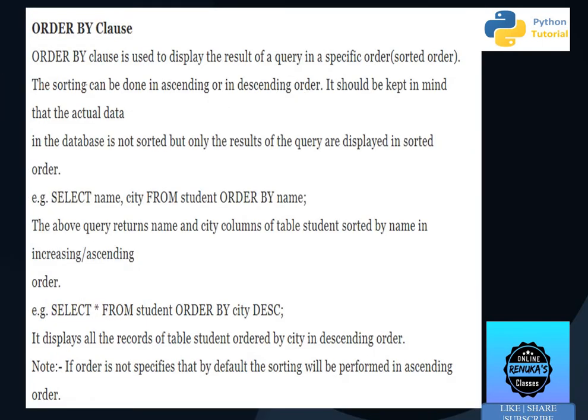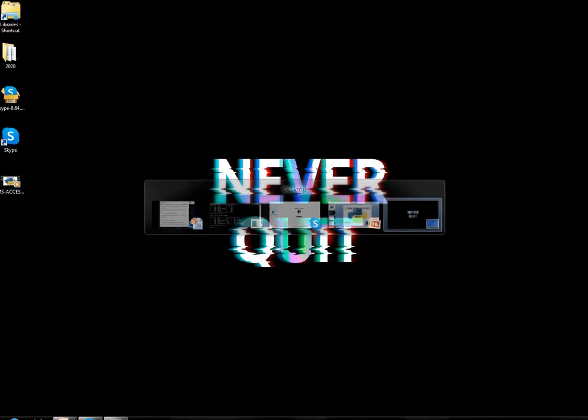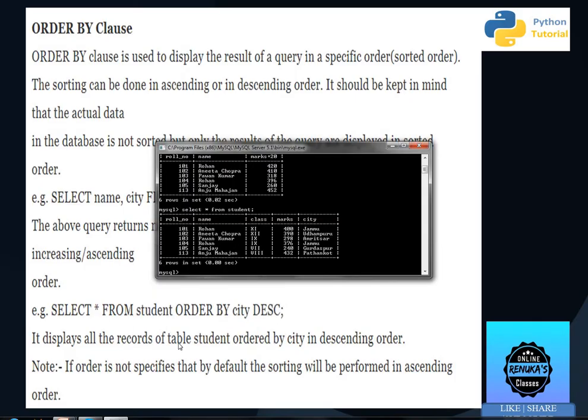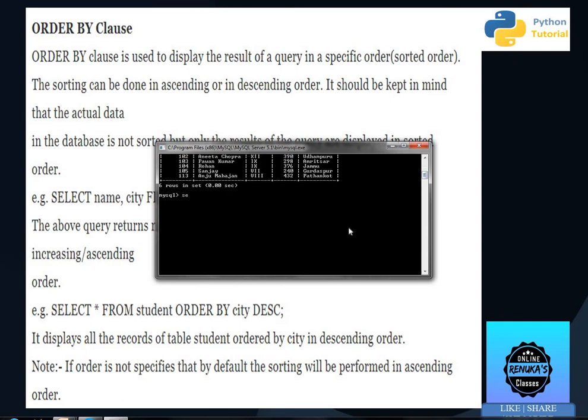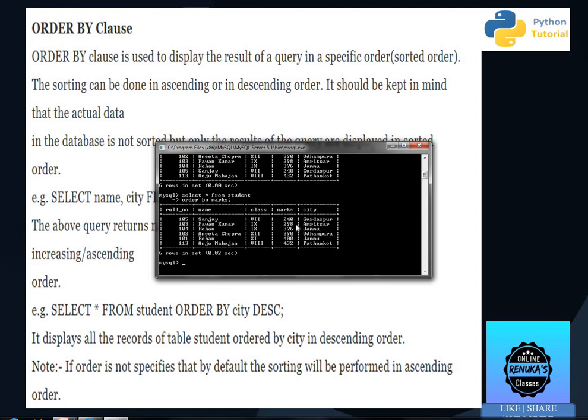Then the order by clause is used to sort the data either in ascending order or descending order. We can see this. So here order by, we can say select star from student and order by marks. So according to marks, the data is arranged in ascending order.